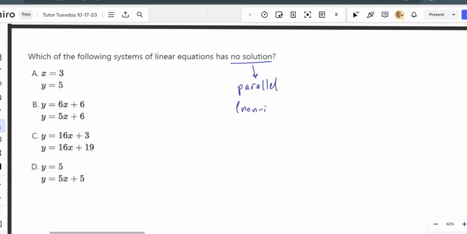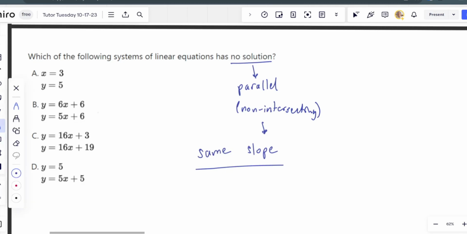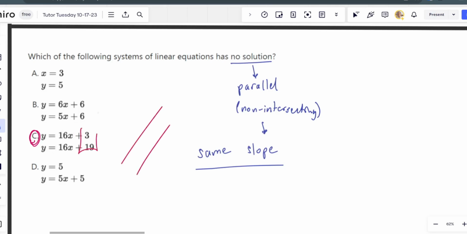Parallel or non-intersecting. And the only case where that would be true is when you have the same slope on both lines. And there's only going to be one answer choice here with the same slope. Can you see it? It's answer choice C. Both of them have 16x in the equation, which means that they're going to grow at the same rate. And since they have different intercepts, they're never going to intersect each other.